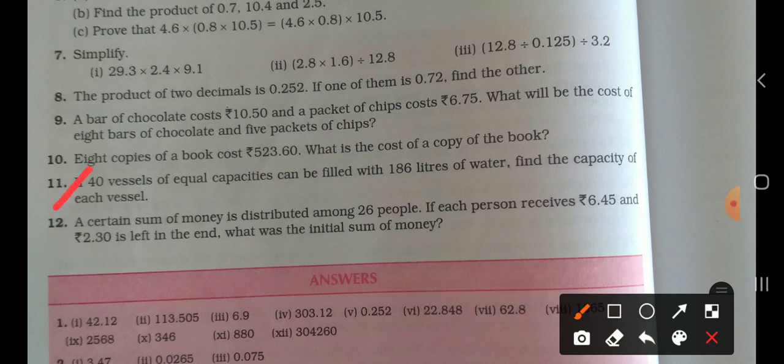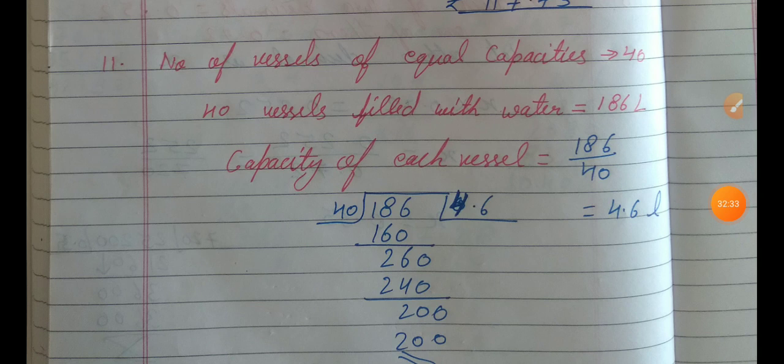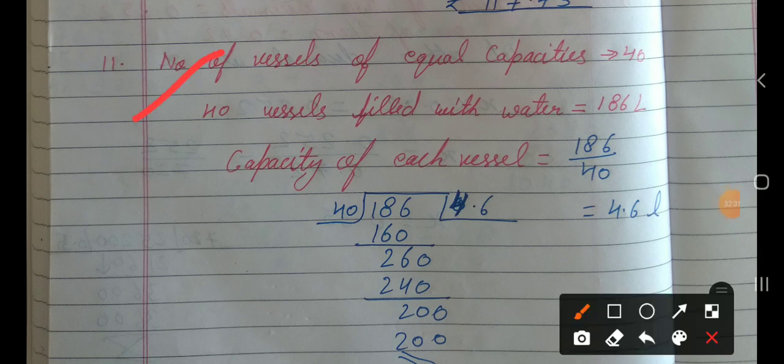If 40 vessels of equal capacities can be filled with 186 liters of water, find the capacity of each vessel. Come to the solution. Number of vessels of equal capacities, these are 40. 40 vessels filled with 186 liters of water, and we have to find the capacity of each vessel. For this, we will divide this 186 by 40. On division, we are getting 4.65, which means the capacity of each vessel is 4.65 liters.